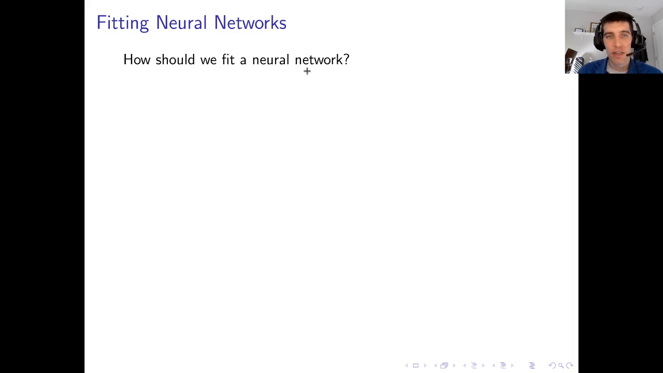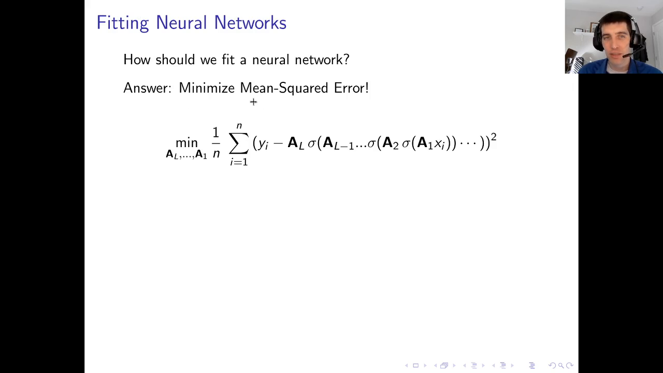Okay, how do we fit a neural network? Well, actually, we've seen how to do it in the context of linear regression, and it is similar to linear regression. We will minimize mean squared error. So instead of minimizing over a single vector beta, now we are minimizing over these L matrices A1 through AL. So the goal is to minimize this expression, which again is the mean squared error between y and our prediction.